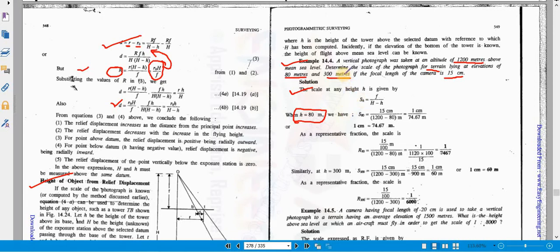Okay, and then 300 meter above, and 300 meter is the focal length, so this is your capital H. Sorry, the vertical photograph, this is the capital H. The total height of the photograph was 1200 meters, so 1200, and F we have got 15 centimeters, so 15 divided by 1200 into 80, that will give you 1 centimeter by 74.67 meter. So that represents that if you draw 1 centimeter on your photograph, it indicates a total distance of about 74.67 meter.